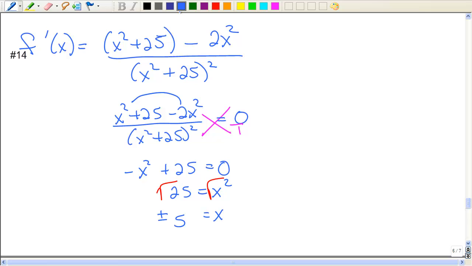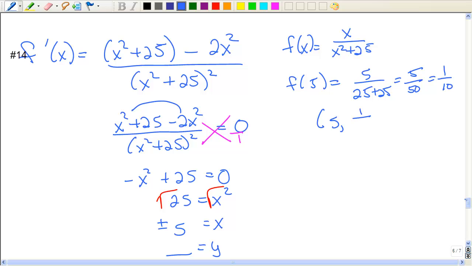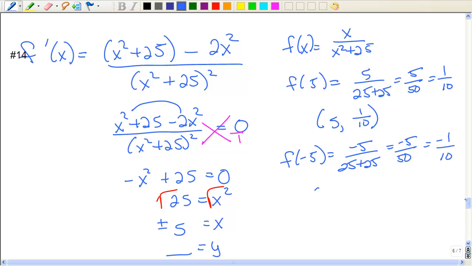Now that's not all of it. It says to find the point, which means I have to find the y values as well. So I go back to the original function, and I'm going to substitute in 5, and then I'm going to substitute in negative 5. Don't do it all at one time. So one point is when x is 5, y is 1/10. And of course, when you square that negative, you get positive. So the other point is when x is negative 5, y is negative 1/10. Now, just because those end up being plus or minus, that's not necessarily always true.